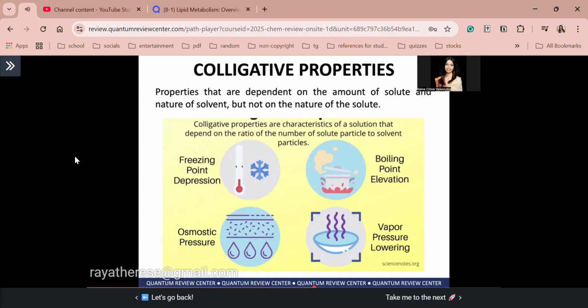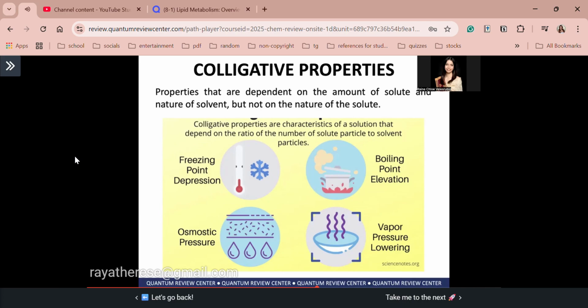Okay? Now, let's proceed to the next part of our discussion, the colligative properties. So, colligative properties are characteristics of solutions that depend on the amount of a solute and the nature of the solvent, but not on the identity of the solute. Now, these properties result from the decrease in the chemical potential of the solvent because of the mixing with the solute. Okay? So, sinasabi lang dito guys again, chemical potential, it's like the energy of a substance, right? It is the energy of a substance that has to evaporate, freeze, or escape.